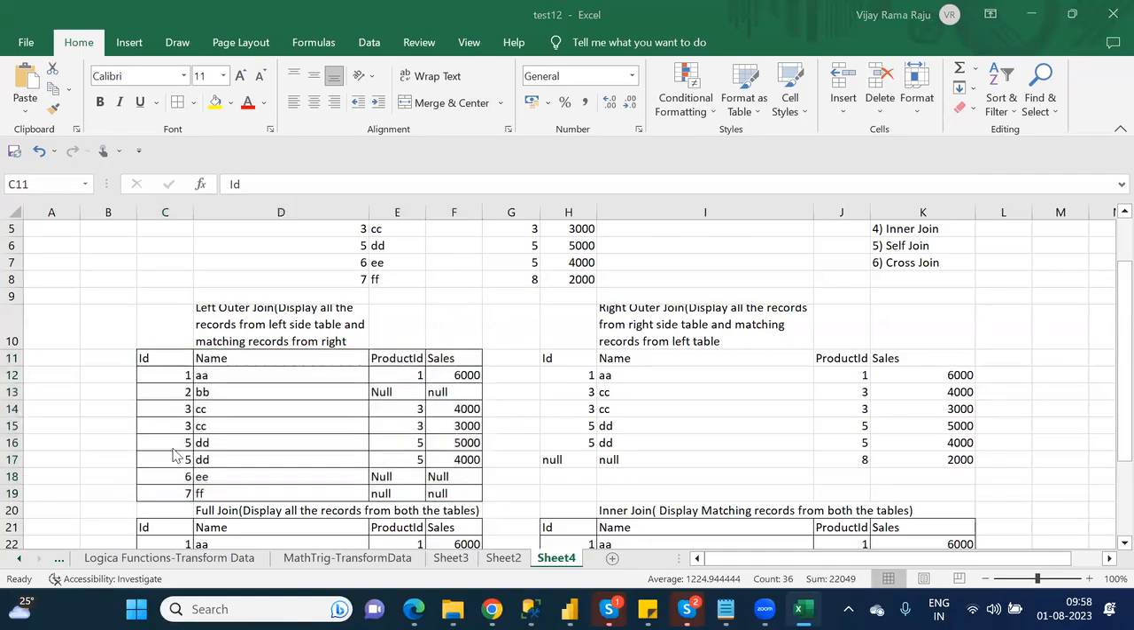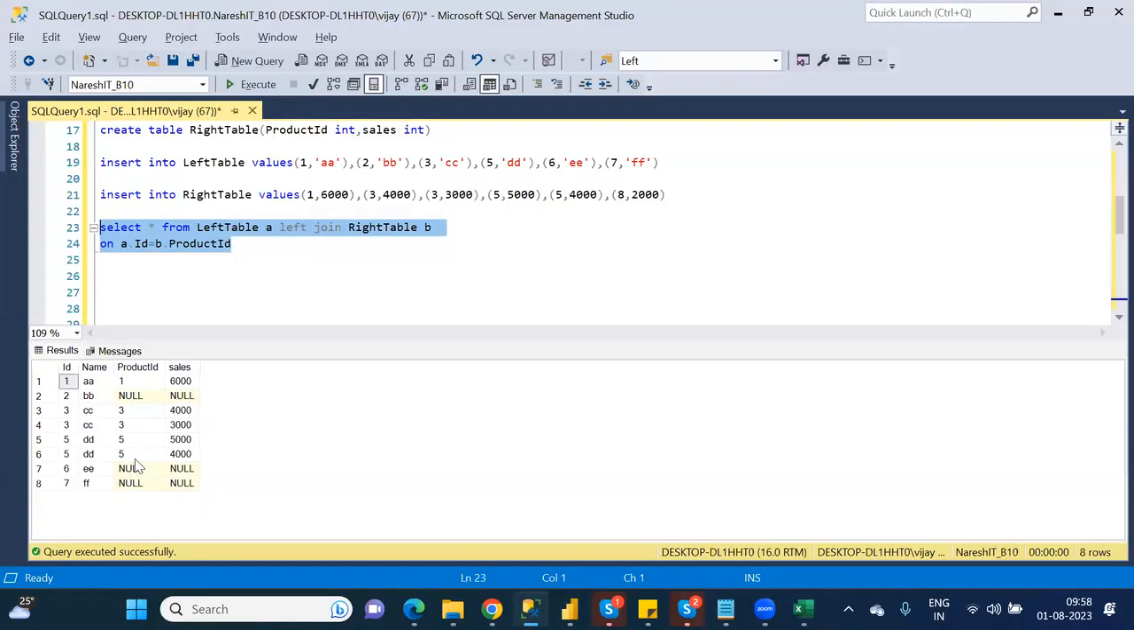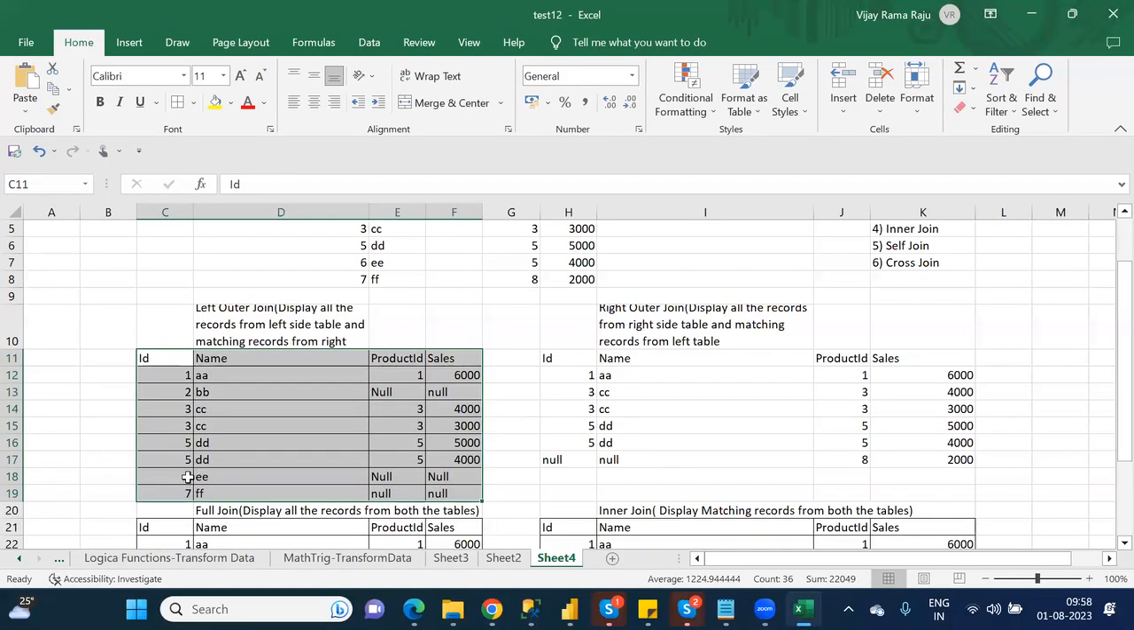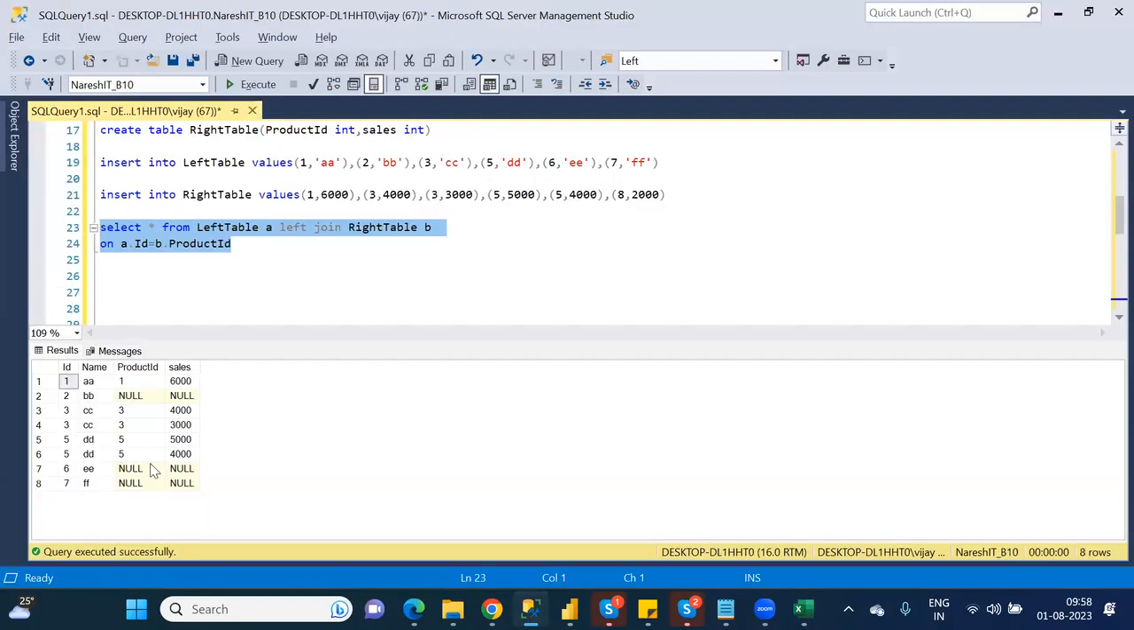Next one is 5 record. 5, how many times will it be there? 2 times, right? 6 is there or not? For 6 related, are there any values in the right side table? Null value will be there. 7, same null value. So in place of empty, it is displaying null values. Understand clearly or not? Is it clear?